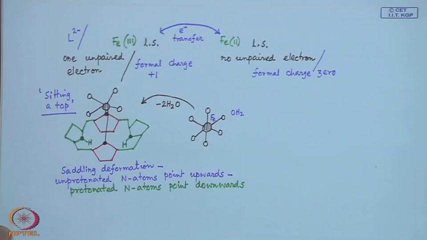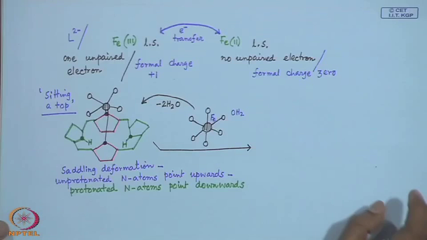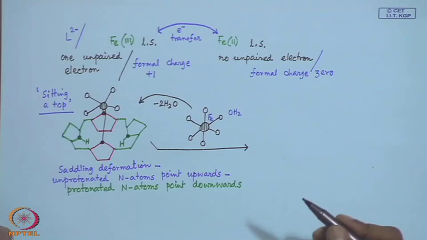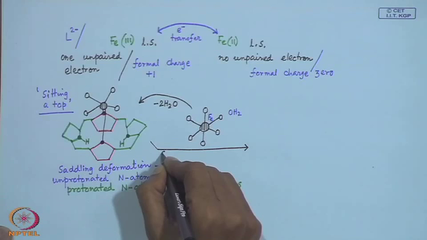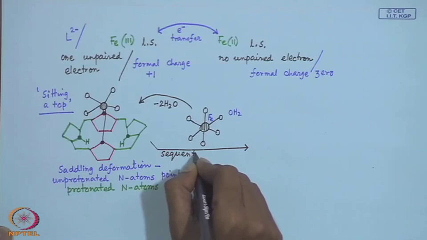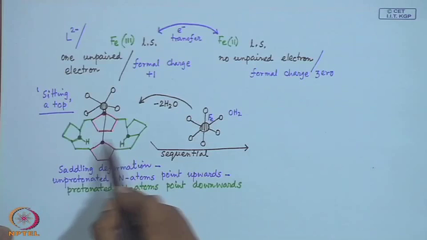Then what will happen? The next step is the important step. That means, you can go for sequential deprotonation of the two pyrrole nitrogen atoms. That means, this hydrogen and this hydrogen, one after another will go. So, it is not an immediate one, but a sequence. So, sequential deprotonation of the two pyrrole nitrogen groups.